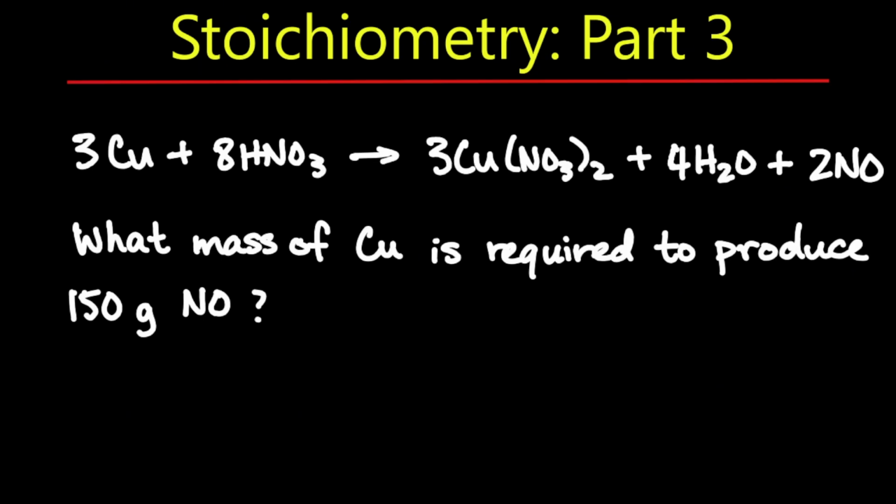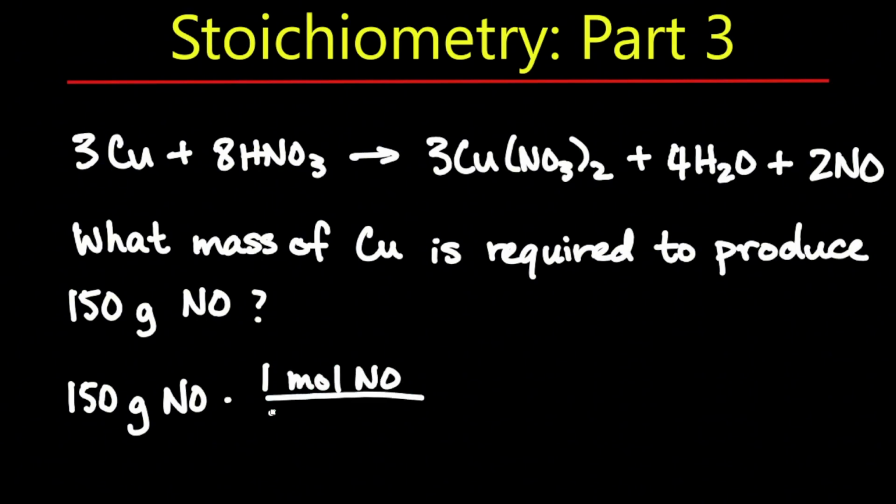Here is an example question. The balanced equation is given to us above. What mass of copper, Cu, is required to produce 150 grams of nitric oxide, NO? Well, we should first take the 150 grams of NO and turn that into number of moles of nitric oxide. In this case, that would be 1 mole of nitric oxide over 30.01 grams. The molar mass of nitric oxide is 30.01 grams per mole.